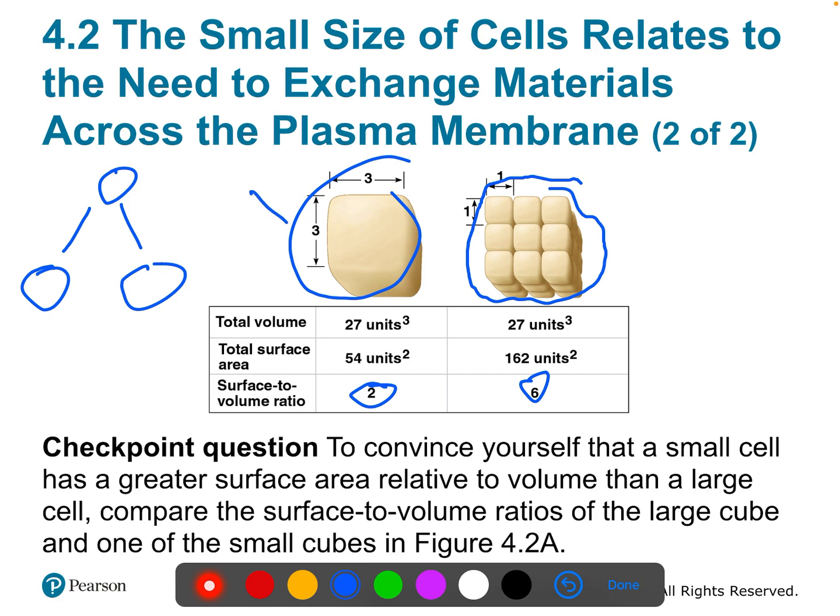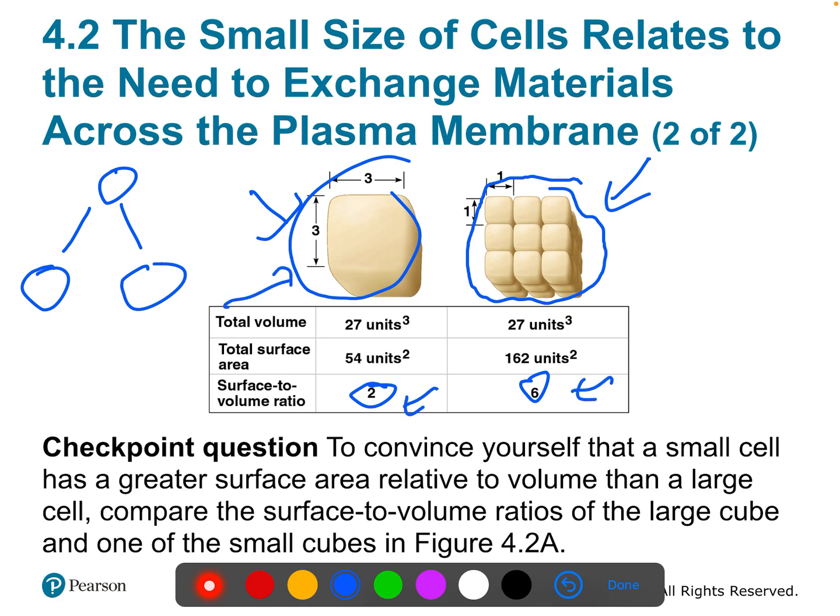In this one here, notice the surface area is only 54 units, whereas in this one, the surface area is 162 units. Because we have 27 individual little tiny cubes, which are like our cells, each one has its own three-dimensional surface area, so it can contact the surface in all different directions. Okay, so we actually have a surface to volume ratio of 6 here, but only 2 here.